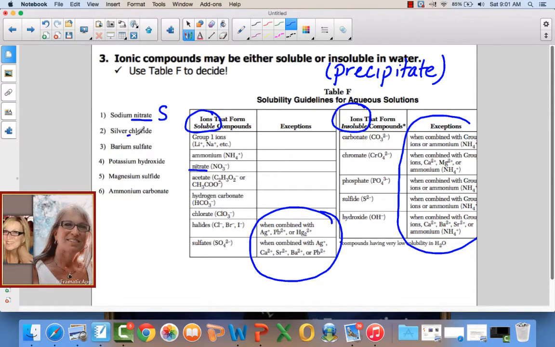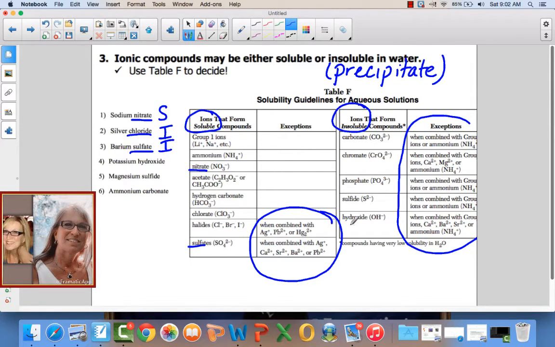Silver chloride, I find chlorides. Chlorides are listed under halides. They are soluble unless combined with silver, lead, or mercury. I have met that exception. That means the opposite happens, and this is insoluble. Barium sulfate. Sulfates are soluble unless combined with silver, calcium, strontium, barium, there it is, and lead. So the opposite will happen, and this is insoluble.